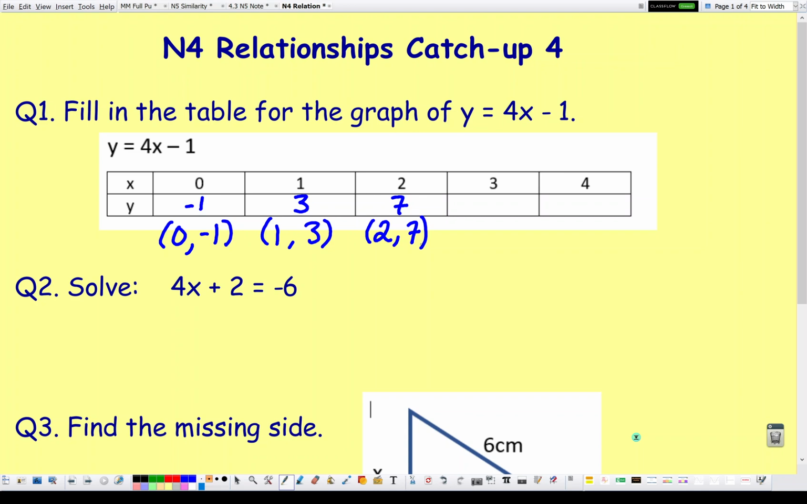So substituting x equals 3. So yeah, I've got 11. That's right. So it's 4 times 3, which is 12. Take away 1, which is 11. So well done. So that forms the coordinate point 3, 11.